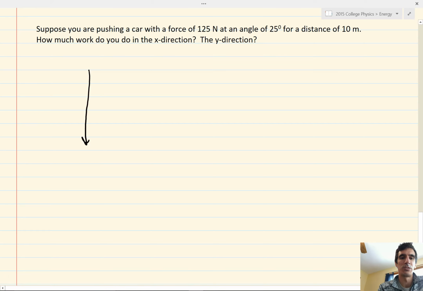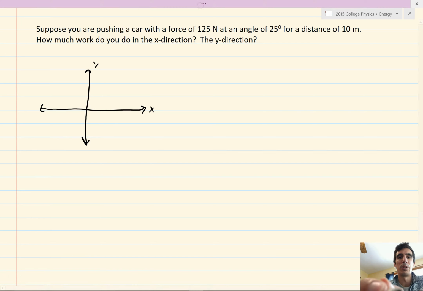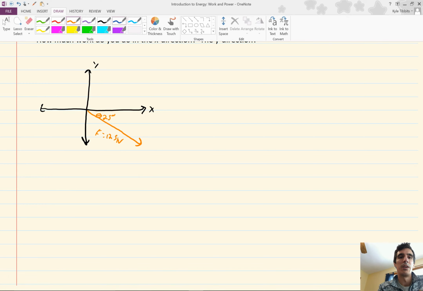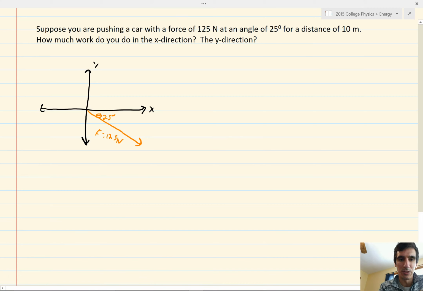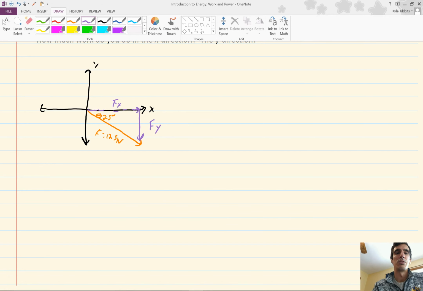So let's draw our xy axis really quick. And when you're pushing this car, you're kind of pushing downwards. So here's the force you're pushing it with, 125 newtons. And your angle theta is 25 degrees. And we've got a force in the x direction, Fx, and a force in the y direction. It's going to be downwards, Fy. And we want to figure out how much work you do in the x direction and in the y direction. So we've got our vectors.